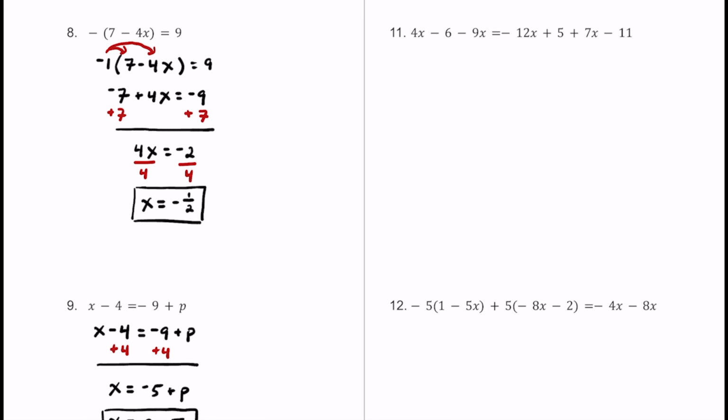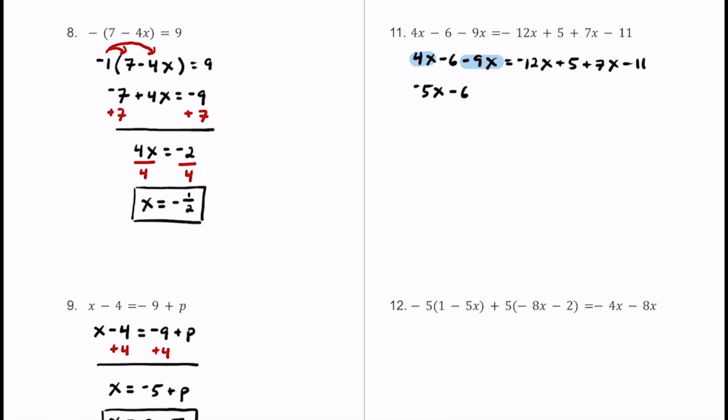All right, number 11 looks pretty long here. We have a lot of pieces, so we have 4x take away 6 minus 9x is equal to -12x plus 5 plus 7x minus 11. So let's see if we can combine some like terms here. On the left side, we have a 4x and we're taking away 9x. So 4x take away 9x would be -5x.